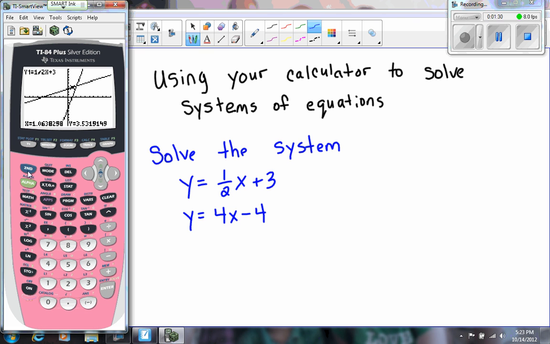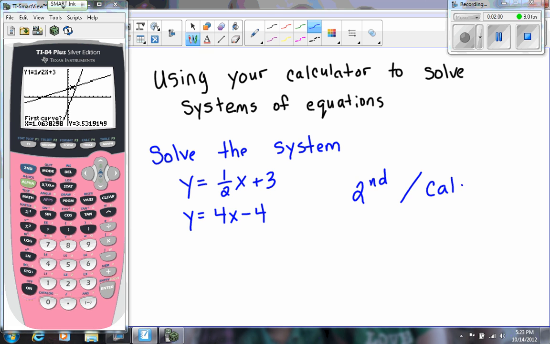To find out where they cross, we're going to click on second, and then the trace button. Notice in blue it says calc. And one of the options, number 5, is intersect, and that's what we want because we want to know where they intersect. So again, those commands: second, calc, intersect.